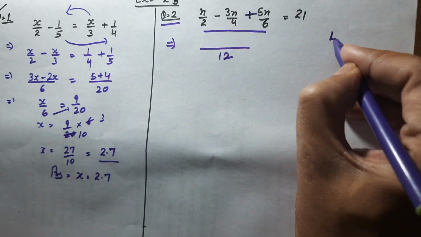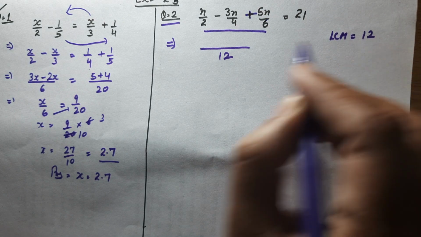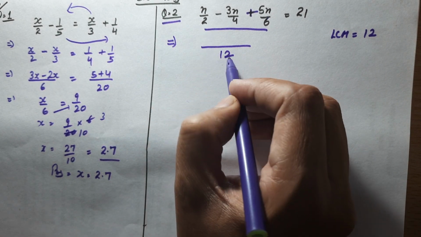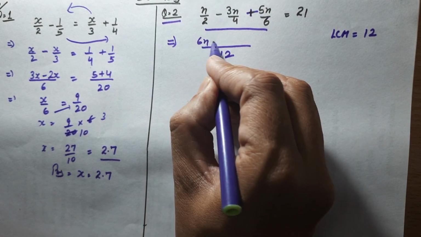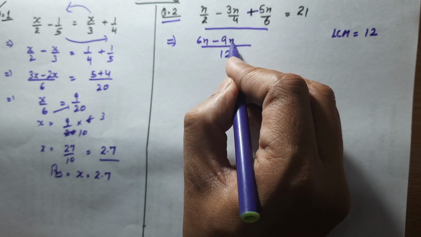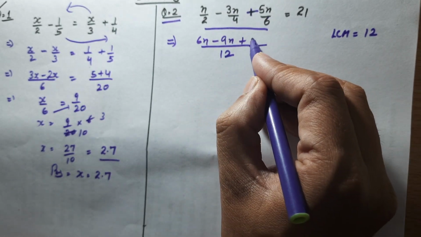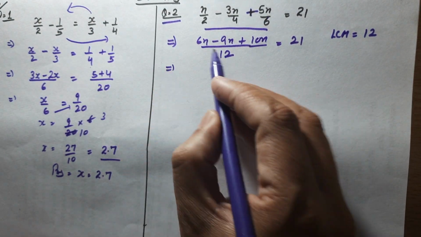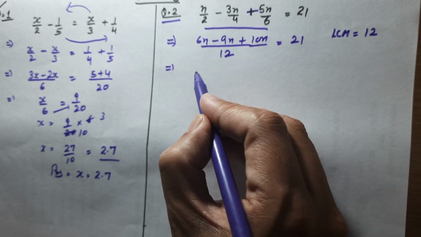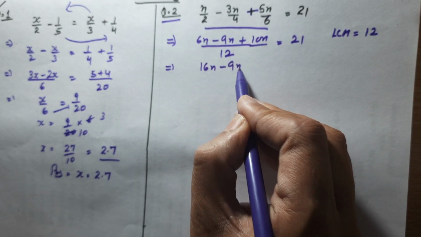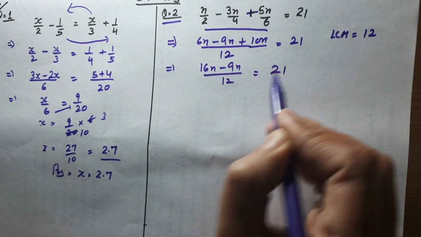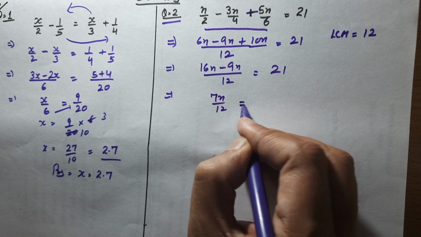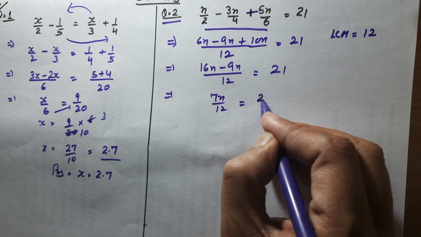How? LCM is equals to 12. You can just check 2, 4, 6, 12. LCM will be 12. 2 6s are 12, 6n minus 4 3s are 12, 3 into 3, 9n plus 6 2s are 12, 2 into 5, 10n, 21. Now add and subtract. 6 plus 10, 16n minus 9n upon 12 is equals to 21. 16 minus 9, 7n upon 12, that is equals to 21.